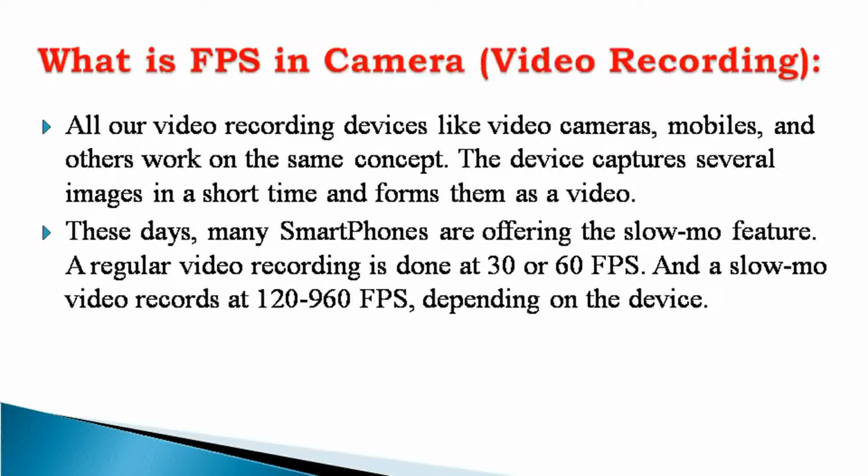What is FPS in camera, video recording? All our video recording devices like video cameras, mobiles, and others work on the same concept. The device captures several images in a short time and forms them as a video. These days, many smartphones are offering the slow-mo feature. A regular video recording is done at 30 or 60 FPS. And a slow-mo video records at 120 to 960 FPS, depending on the device.